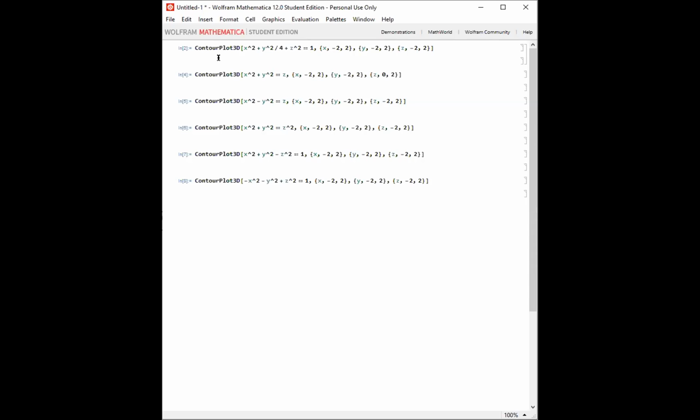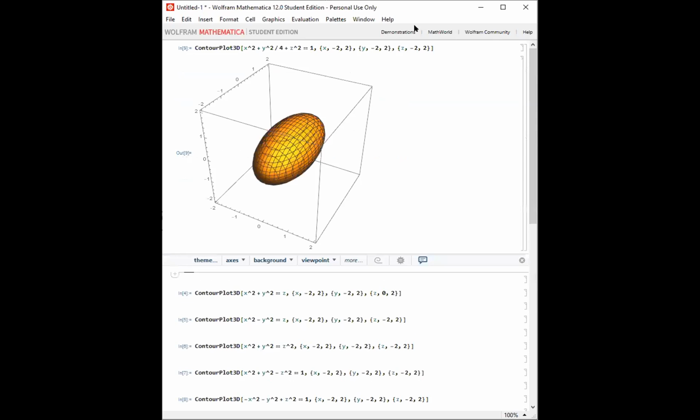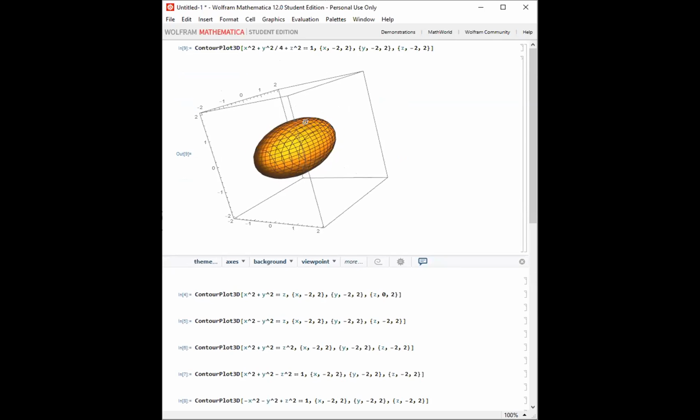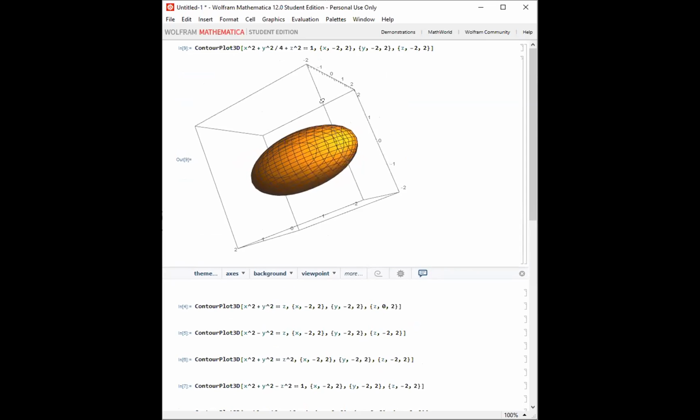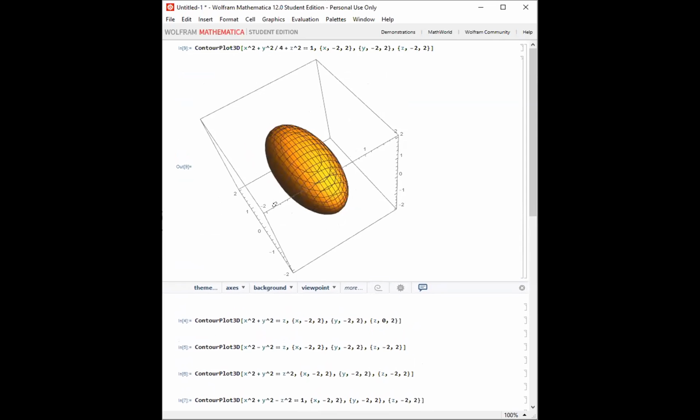So here I'm doing a contour plot in 3D, and see here I have my x squared plus y squared over 4 plus z squared is equal to 1. And let's go ahead and plot that guy. So here is my ellipsoid. Looks like a football, right? So I spin it around a little bit.